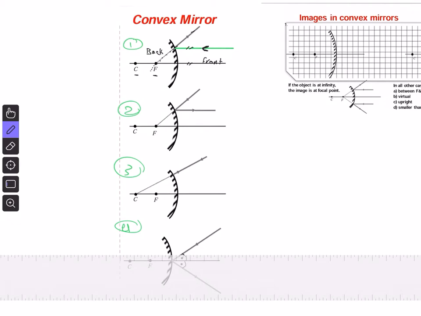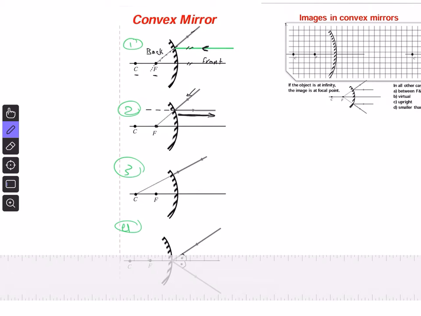Guys, for the second rule, the light is coming, and if you look at the direction of the light, it's toward the focal point. We said when you send the light toward the focal point, it must hit the surface of the mirror and reflect back straight, guys. Reflect back straight. As you see, it's straight. So if I draw an imaginary line for the reflected ray, it will be like this. That is an imaginary line for the reflected ray.